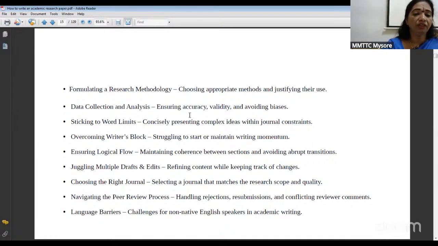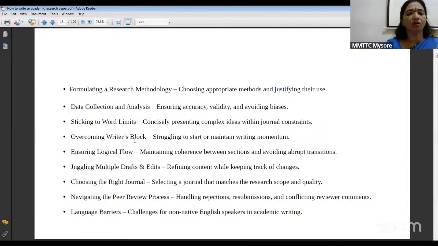So this is a very, very important step. You should have accurate data, and that should be valid, and also should avoid biases. You should not create negative results, and stick to the word limit. Some journals will say the abstract should be written in 200 words, or 300, or the entire word limit of the article is so and so. So you should also take care of that.